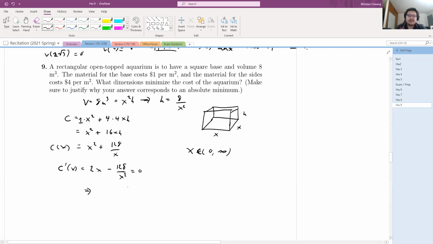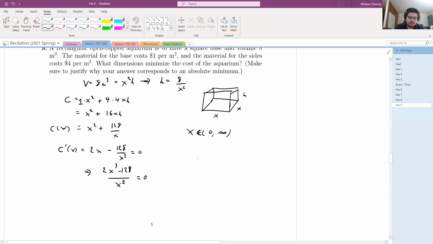So I think it makes it more obvious if I modify the left-hand side to bring everything into one fraction. And then we see that implicit in this is the fact that x cannot be equal to 0. And then we end up with x cubed minus 64 equals 0, which tells me that x must be equal to 4.